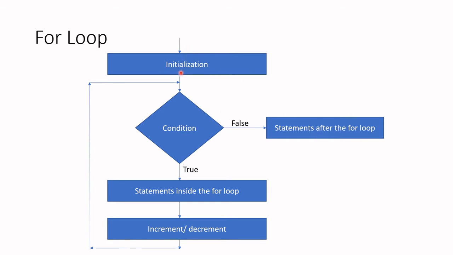Now here you can see that this is called an entry controlled loop, because after initialization we are checking the condition, and if the condition is true, then only I am entering into the for loop. So first we are checking the condition. Because of that, the for loop is called the entry controlled loop, or you can say a pre-tested loop also.